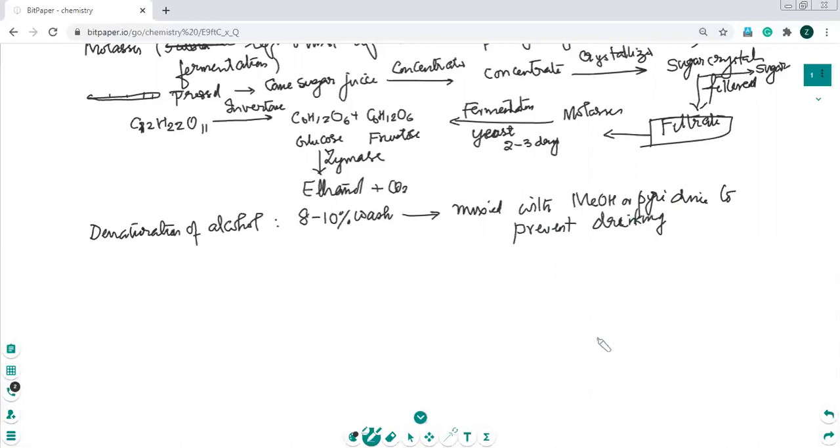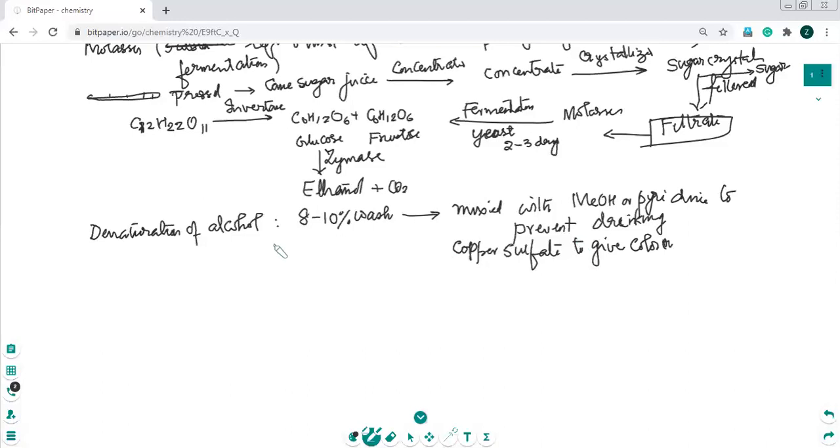We are familiar with the Madhya Durandam. It is due to the drinking of denatured spirit. They also add some color, like a small amount of copper sulfate, to give a color to the denatured spirit. So this is what is meant by denatured spirit.